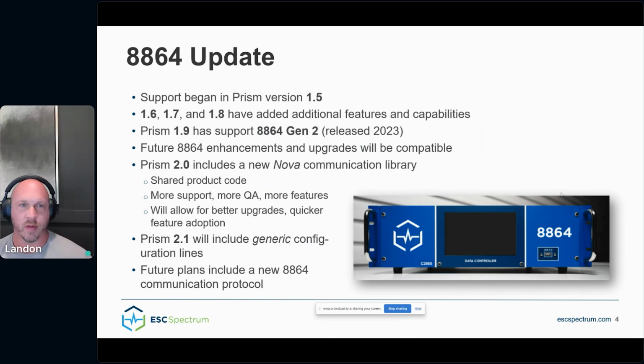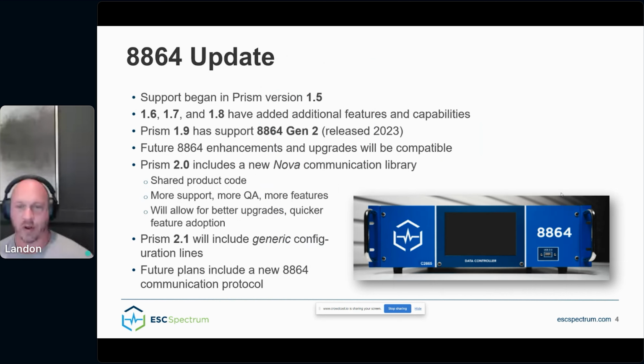So, 8864 update. Prism has been supporting the 8864 for quite a while, quite a few releases. The last release, 1.9, had support for the 8864 Gen 2, which most of you should know. We're moving to generation models of the 8864s as those come out a little more frequently and a little less drastically than before. So we do support the regular 8864 as well as the 8864 Gen 2 in Prism 1.9 and above.